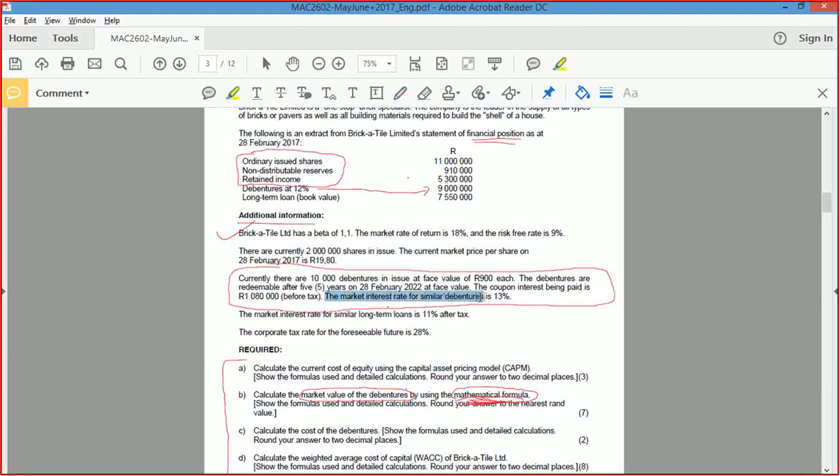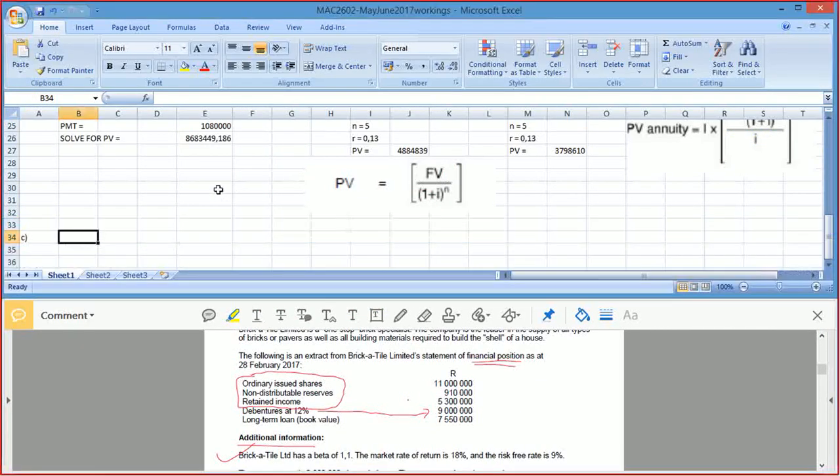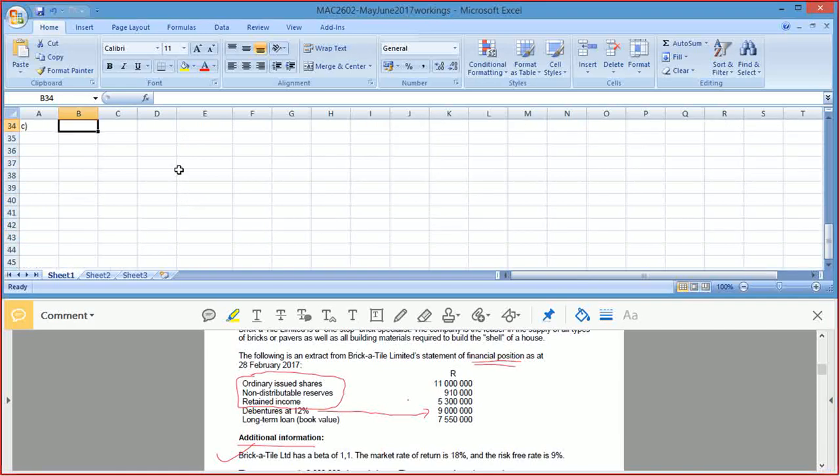Yeah, the market interest rate for similar debentures is 13%. Yes, sir. Okay, these are 9 million rand debentures, and they're redeemable in the future. So if you're looking at the cost of debentures, remember, debt is going to be after tax. Always. So after tax costs equals before tax costs times 1 minus the tax. Okay, you're just taking tax off.